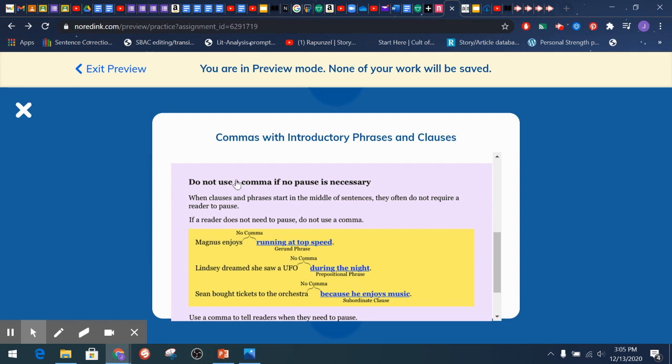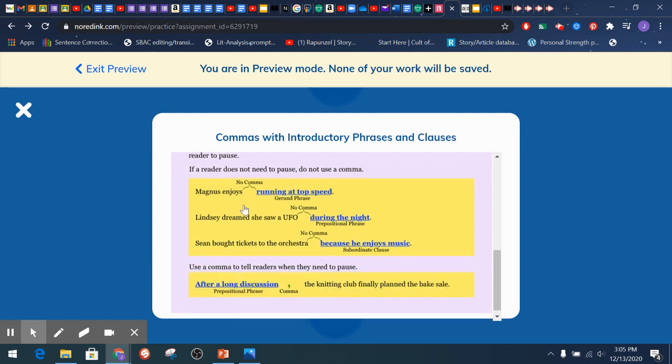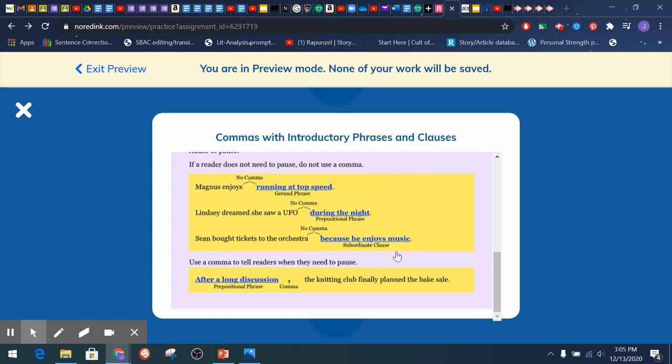All right, so do not use the comma if no pause is necessary. So Magnus enjoys running at top speed. Lindsay dreamed she saw a UFO during the night. When they're phrased this way and they're not introductory clauses, they don't need commas. Sean bought tickets to orchestra because he enjoys music.